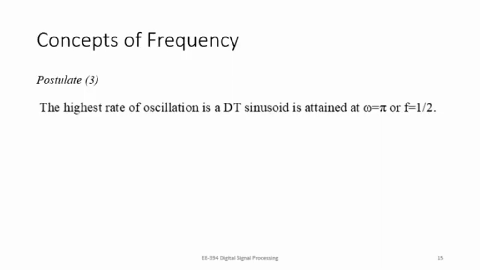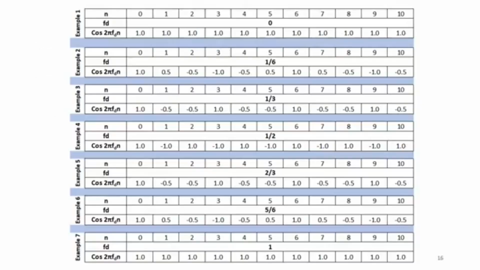This is, again, a very different observation. In continuous time, the highest rate of oscillation is at frequency equals to infinity, whereas in discrete time sinusoid, it is claiming that the highest rate of oscillation occurs at frequency equal to half. Now let's look at some numerical examples to see whether this is true, and if it is true, then what are the options for us and how to proceed further.